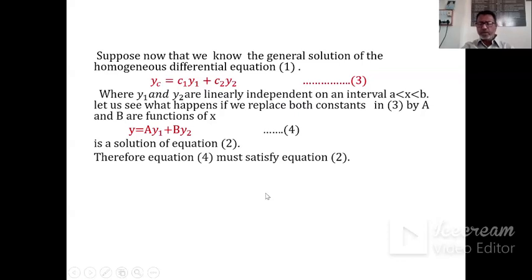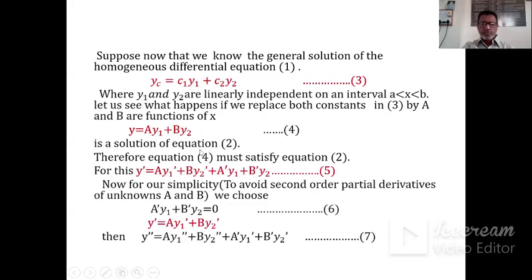From this, first we find y dash. We assume that y is equal to A y1 plus B y2. This is the solution of the given non-homogeneous differential equation 2. Therefore this y satisfies the differential equation 2. From this we first find y dash, and we obtain y dash is equal to A y1 dash plus B y2 dash plus A dash y1 plus B dash y2.